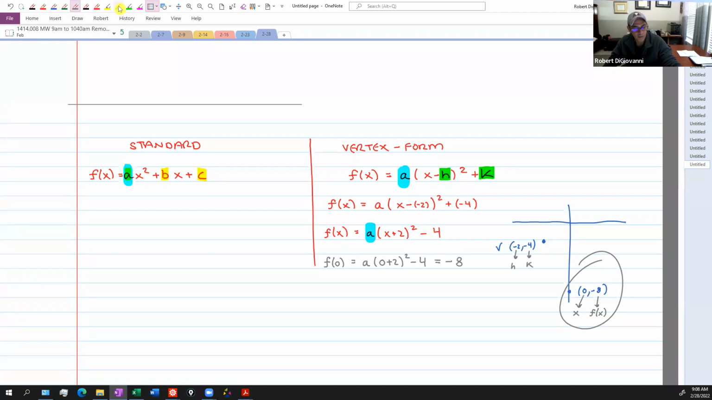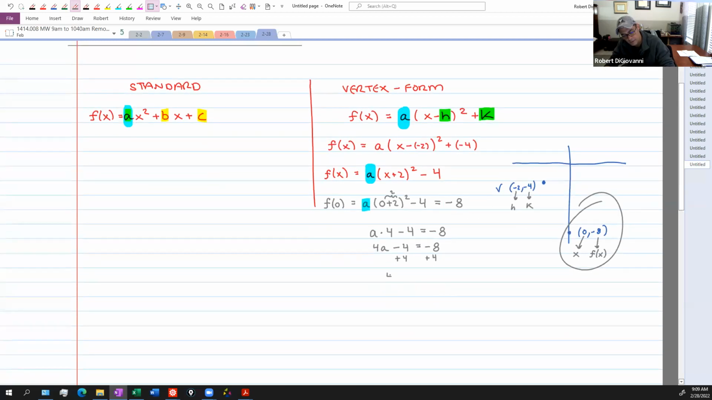Okay, good. Now if you look at this, we have a here. This is like an equation where we can solve for a. We can just do 0 plus 2, that's 2, and then we square it. This becomes a times 4 minus 4 equals -8. That's the same as 4a minus 4 equals -8. And see, I have just a little linear equation now, so I can solve this for a. Add 4 to both sides, and we get 4a equals -4. Then divide both sides by 4, and we get a is -1.